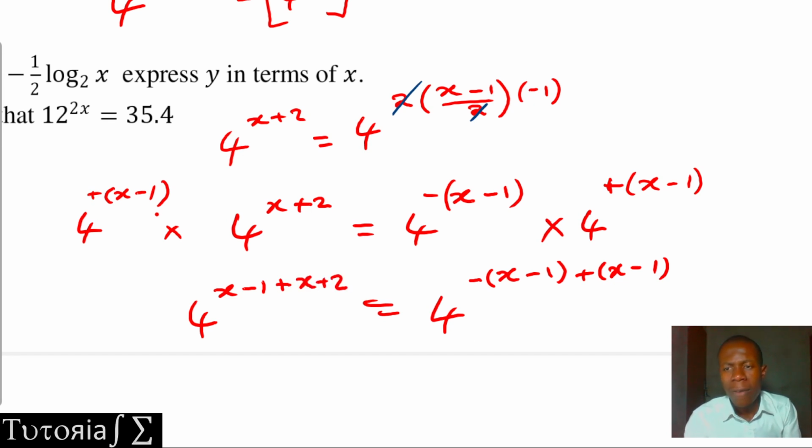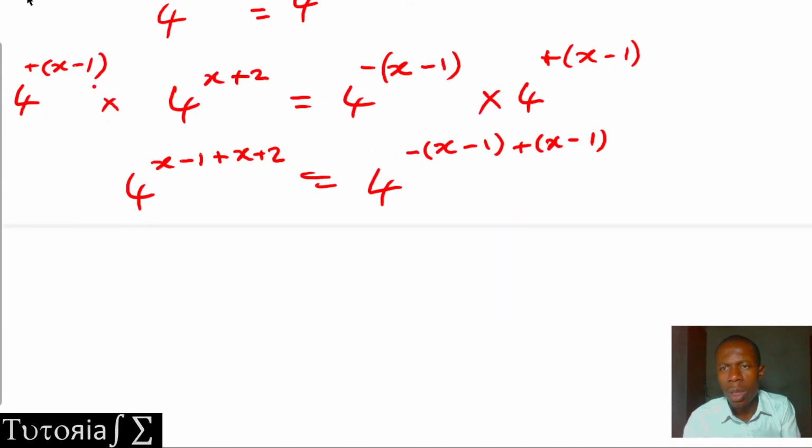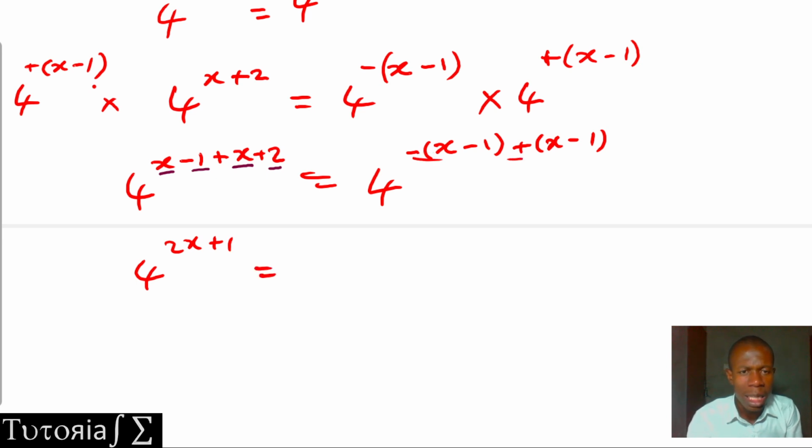Okay, so we can further simplify these. So we can group the like terms. So this x plus this x will give us 2x, and this and this will give us positive 1. So this can be written as 4 to the power 2x plus 1 equal to, this side we have this and this will simply be 0. So this will be 4 to the power 0, and any number to the power 0 is basically equal to 1.